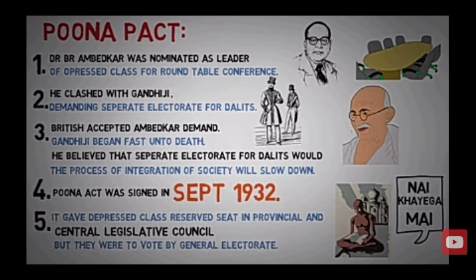Dr. B.R. Ambedkar, who was nominated as leader of the depressed classes for the Round Table Conference, clashed with Gandhiji and demanded separate electorates for Dalits. The British accepted Ambedkar's demand and Gandhiji began a fast unto death. He believed that with separate electorates for Dalits, the process of integration of society would slow down. And finally, Gandhiji signed the Poona Pact in September 1932. It gave the depressed classes reserved seats in provincial and central legislative councils, but they were to be voted in by the general electorate.